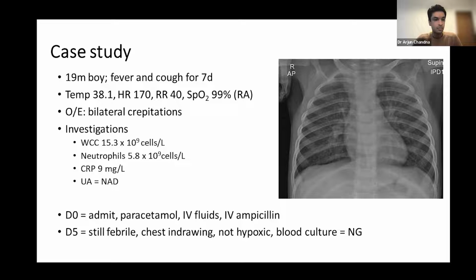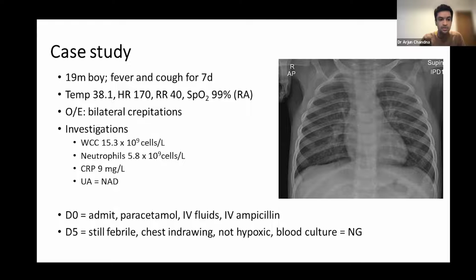The clinical team correctly made a diagnosis of community-acquired pneumonia. He was admitted to the inpatient ward, given antipyretics, IV fluids, because everybody is given IV fluids, and started on IV ampicillin. He had a pretty unremarkable clinical course, but by day 5 in the hospital, he was still febrile, and he developed some mild chest indrawing. He still was not hypoxic, and his blood culture, which had been sent on admission, had come back with no growth. So this is a case that we would often be asked about as micro on the ward rounds.